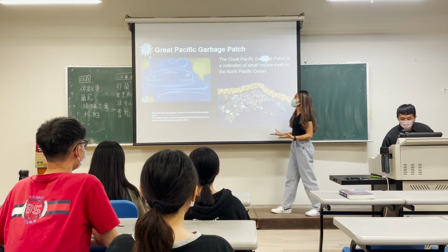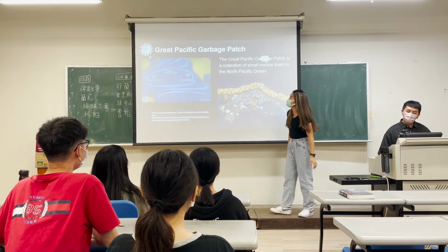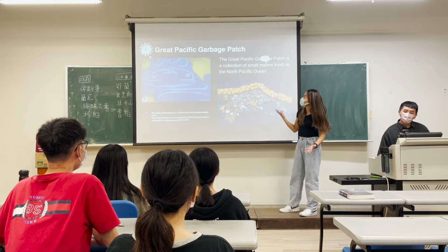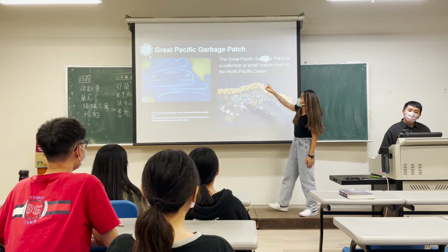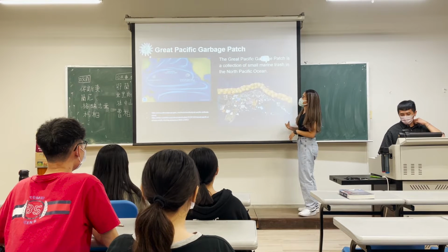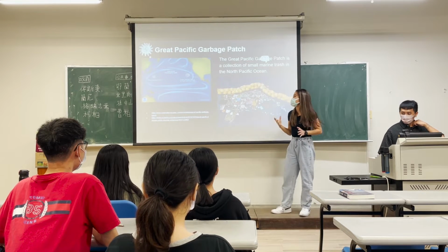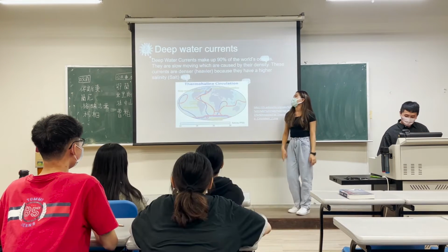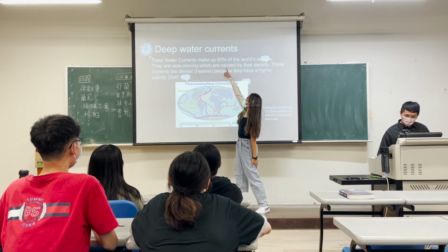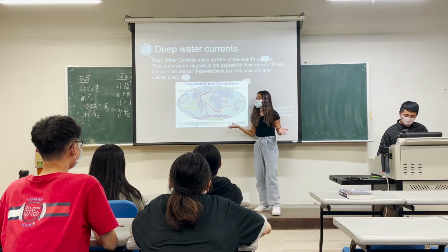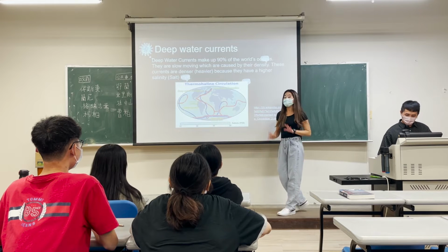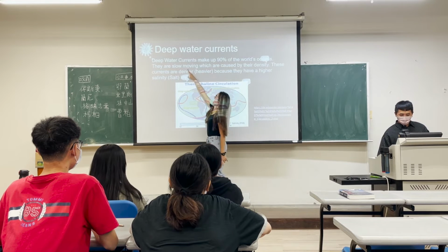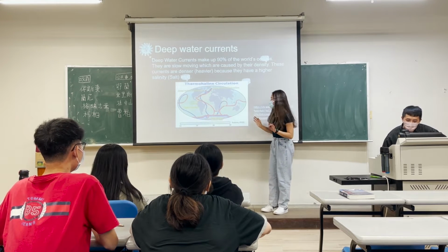So let's talk about how currents can cause a problem. This is the picture of the Great Pacific Garbage Patch. What is the Great Pacific Garbage Patch? It's a collection of small marine trash in the North Pacific Ocean, which is caused by the currents. Next, we're going to talk about deep water currents. What are deep water currents? It's a current that's driven by density, and the feature of the current is slow moving. So it's a slow moving current.